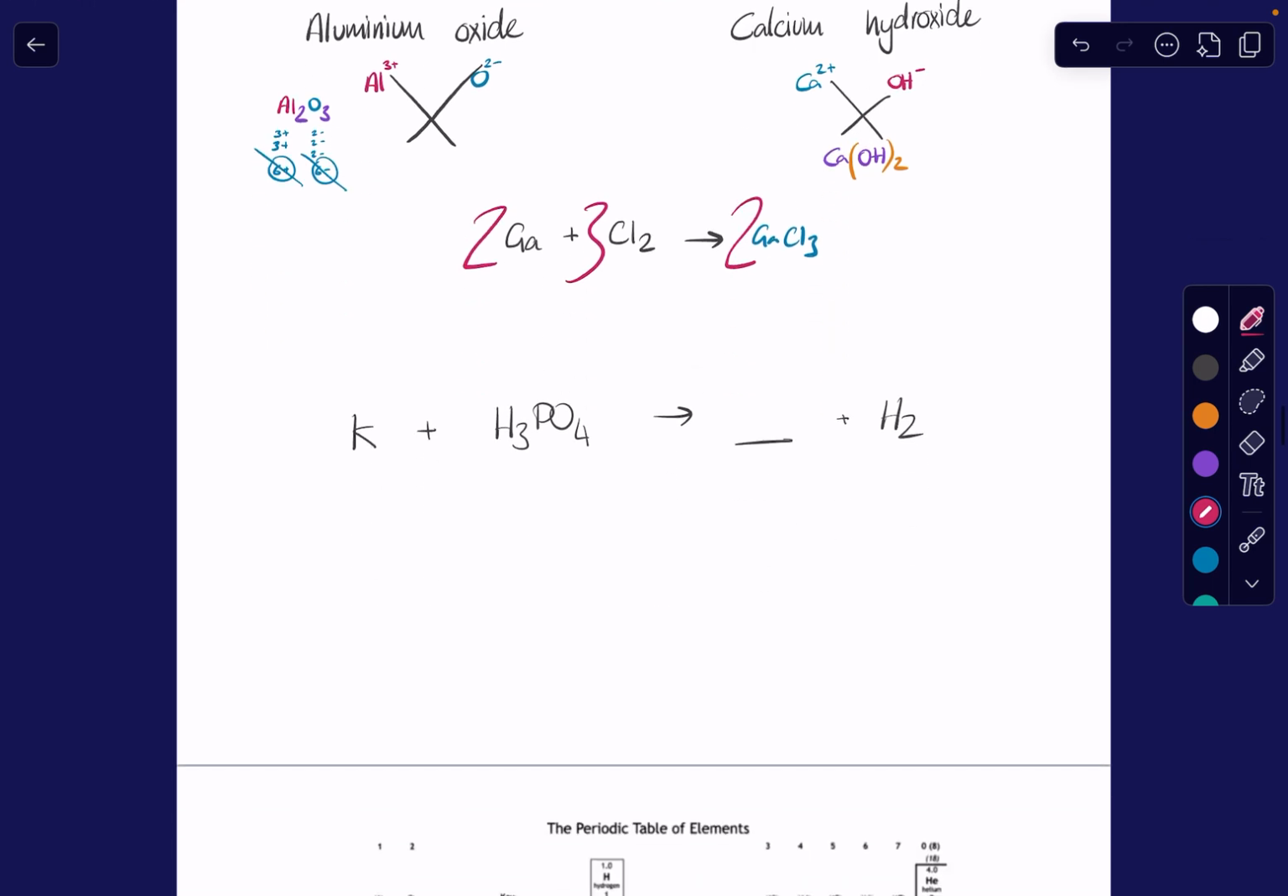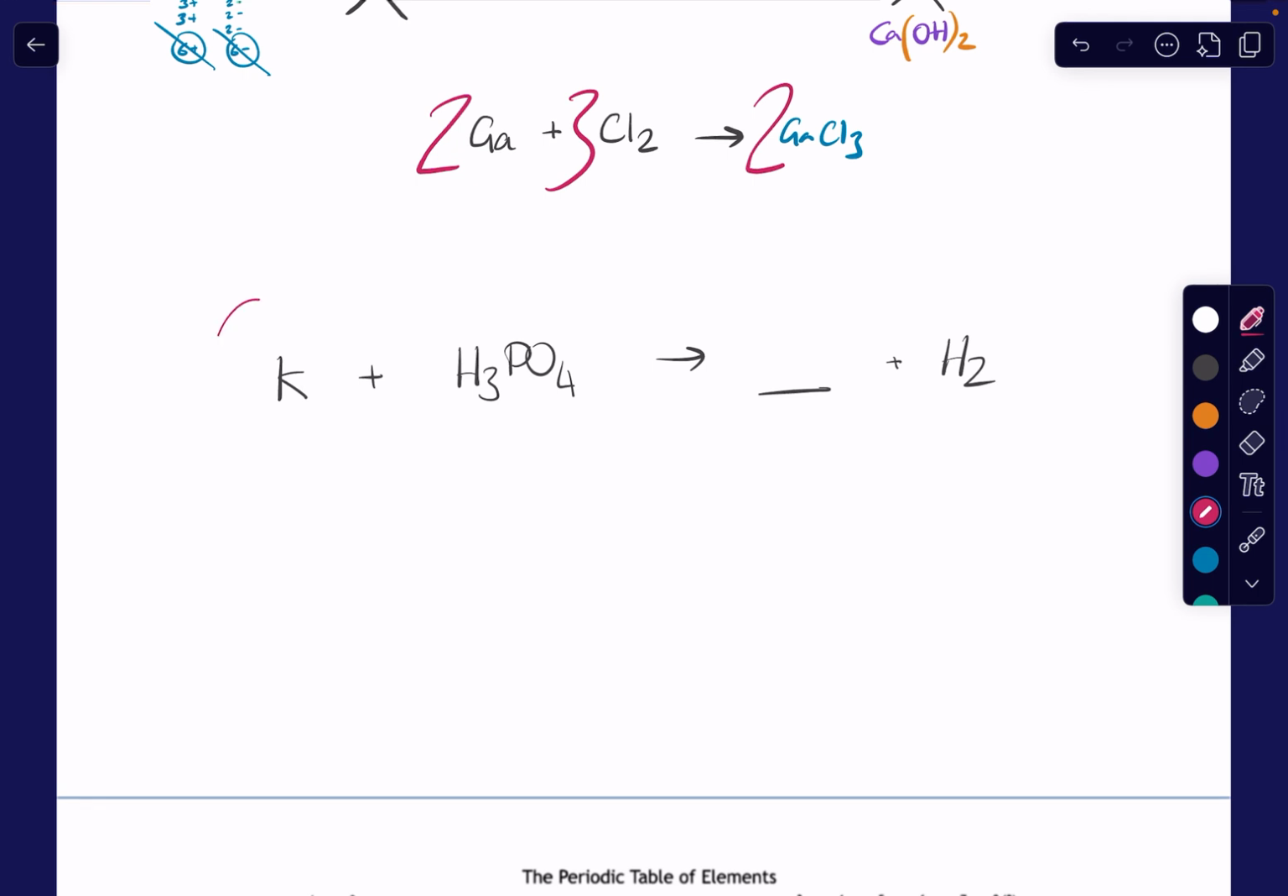Now let's have a look at one other example. So this time I'm reacting a metal with an acid. We'll cover acids later on, but we're going to look at a metal and an acid, and it's going to produce hydrogen gas and something else. That something else can be determined by what we have over here. And you're going to learn more about this in acids, but I'm going to make potassium phosphate.